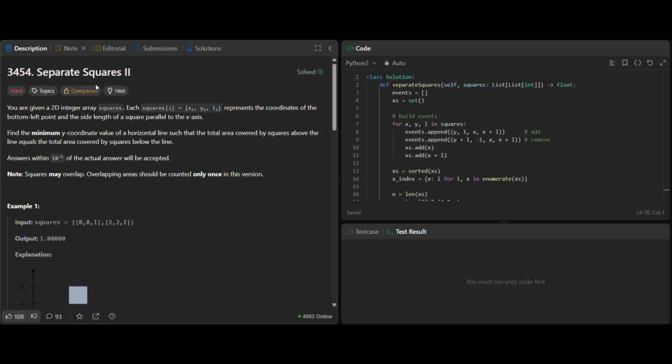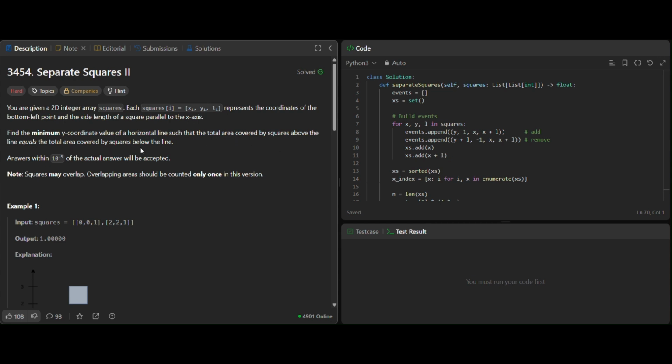Today we're solving LeetCode 3454, Separate Squares 2. This problem tests binary search on the answer combined with sweep line and segment tree, a core pattern for advanced geometry interview questions. You are given multiple axis-aligned squares on a 2D plane.